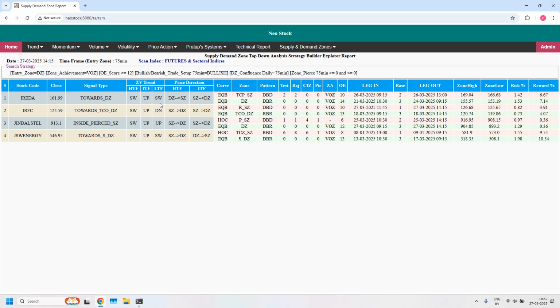Out of these 4, all are having ITF trend as uptrend. So, ITF is daily, and the 75 demand zone is part of the daily demand zone. That's why if the daily demand zone is having daily EMA confluence, then those 75 minutes demand zones are having even more high probability to get success. Let's filter.